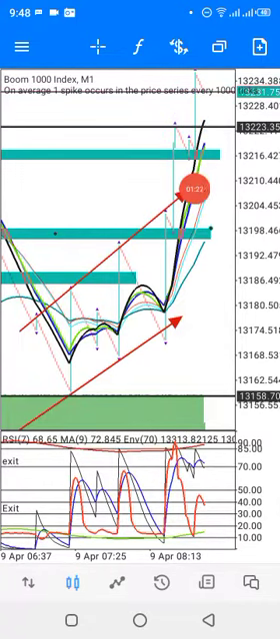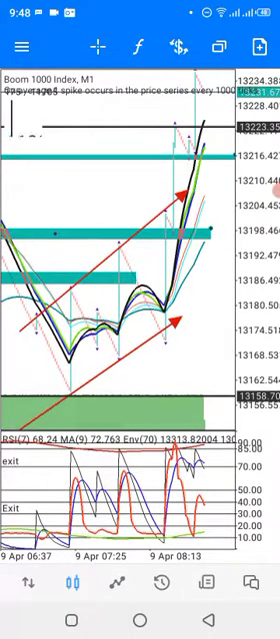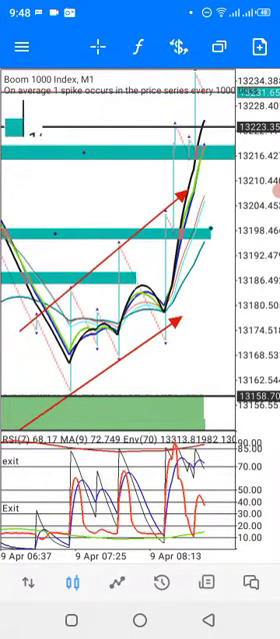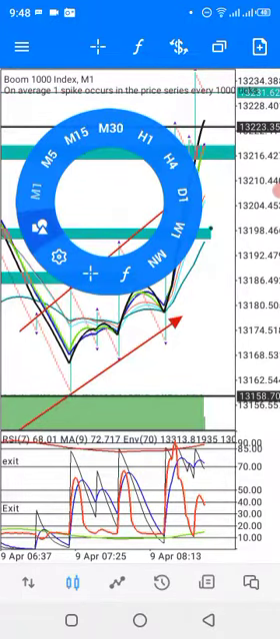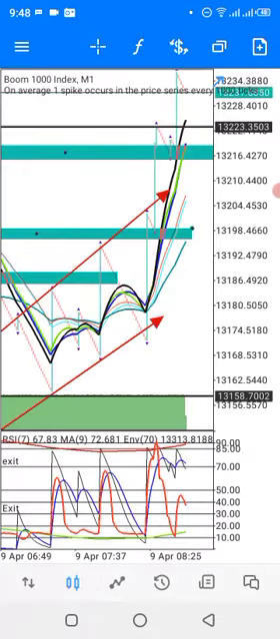So I have drawn my resistance line, and I want you to note this. This is another resistance line. If you look at this trend very well, as soon as it comes down to that spot, there will be another spike on this spot here. As soon as the trend touches this spot, you'll see another rebound.